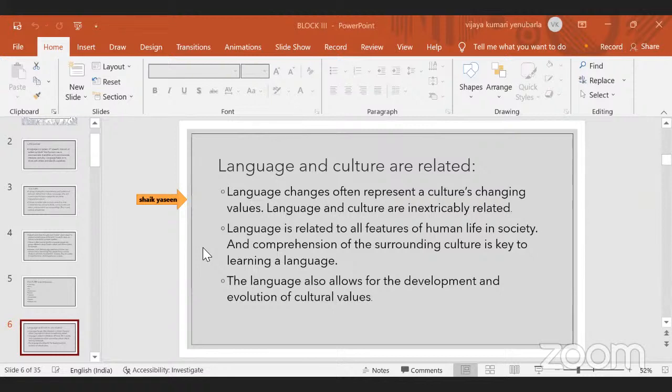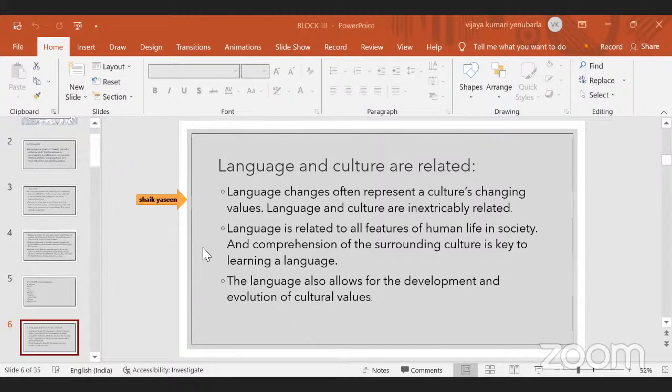So language changed and culture also changed, obviously. There may be many reasons. For example, take the example of COVID-19. Today, if any functions or celebrations are happening, we are not going to their homes and inviting them directly. What we are doing is just sending invitations through WhatsApp. This is a new culture.